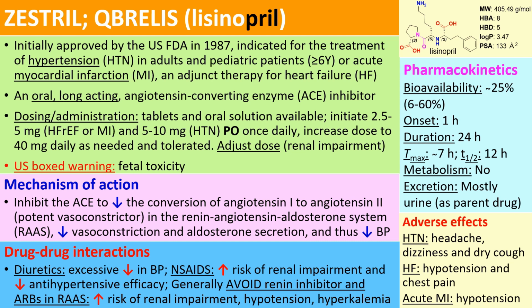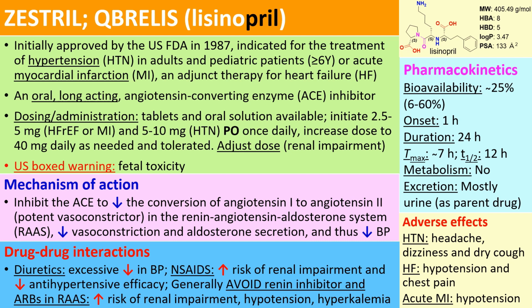If we look at the dosing and administration, this medication is available as tablets and oral solution. Initiate at 2.5 to 5 milligram for heart failure or myocardial infarction, 5 to 10 milligrams for hypertension, taken orally once daily. Increase the dose to 40 milligrams daily as needed and tolerated. Adjust the dose for patients with impaired renal function.